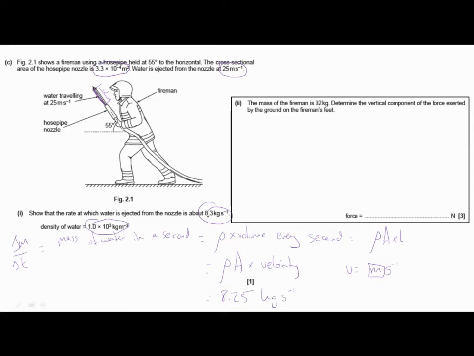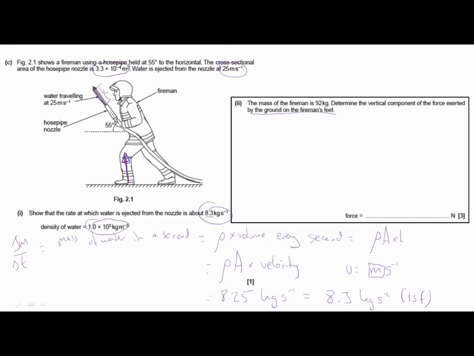So that obviously rounds to 8.3 to one significant figure. So this is a really nice question because it's really getting you to think about the units, and you can figure it all out from the units. Part II now says determine the vertical component of the force exerted by the ground on the fireman's feet. It's really easy here to make a mistake and not get the full mark.